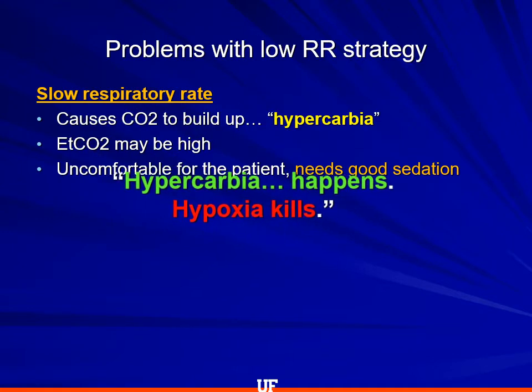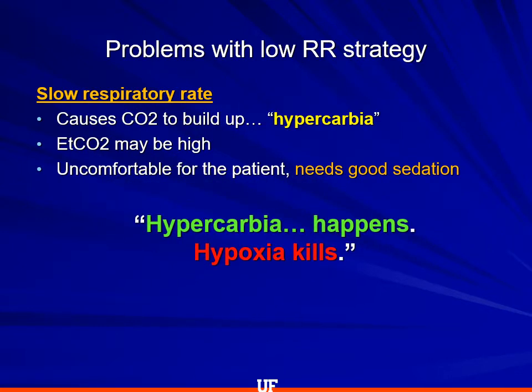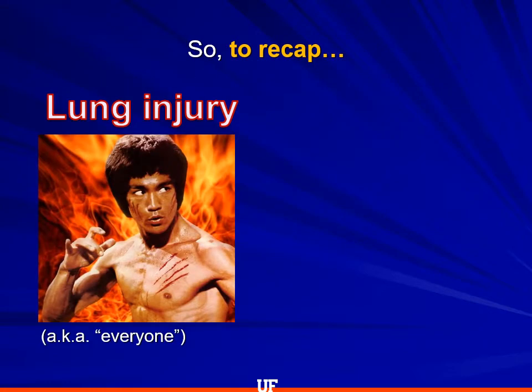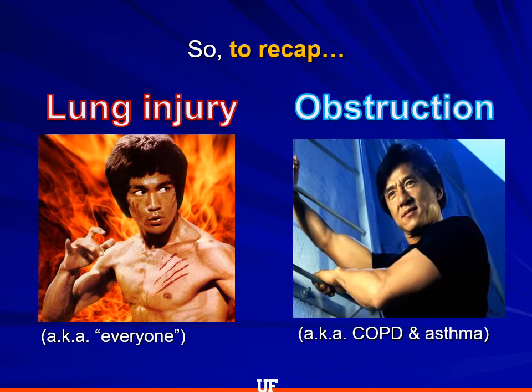The saying is, hypercarbia happens. It's uncomfortable, but it's much preferred to causing breath stacking and pneumothorax. Now hypoxia, that'll kill you in minutes. But hypercarbia just happens. So to recap, we have 2 strategies on the vent. The lung injury prevention group, which is everybody who's not in the second group, and the obstruction group, folks who got intubated because they had critical COPD or asthma. And the main difference is you need to go slower in the second group.